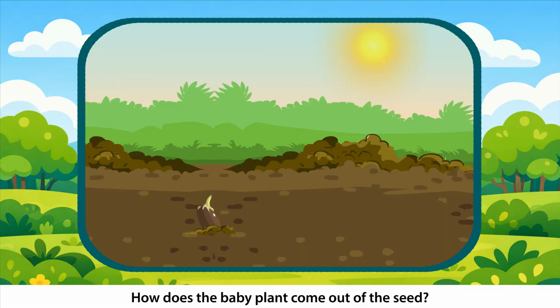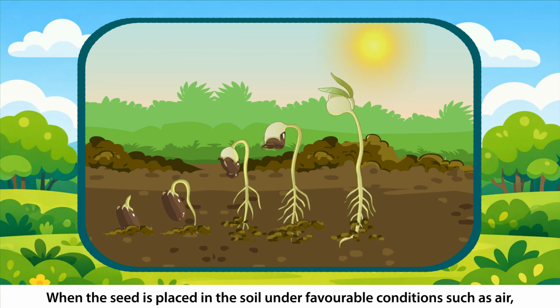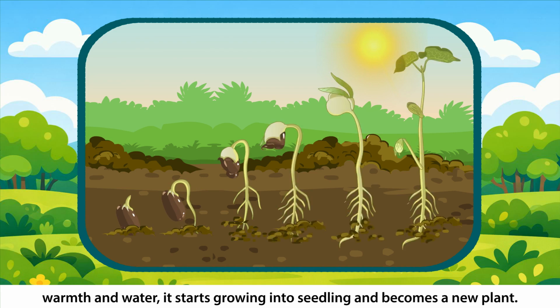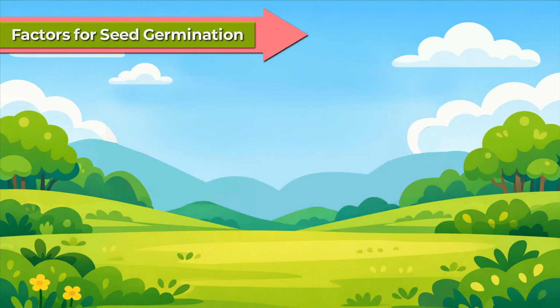Germination of seeds. How does the baby plant come out of the seed? When the seed is placed in the soil under favorable conditions such as air, warmth and water, it starts growing into seedling and becomes a new plant. The process by which seed grows into a new plant is called seed germination.